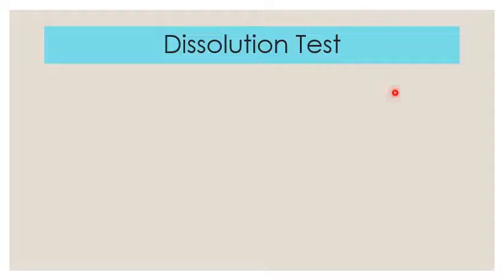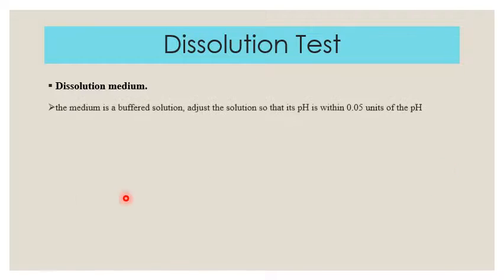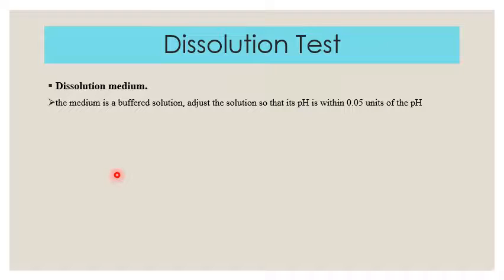Dissolution test. Dissolution medium. Use the dissolution medium specified in the individual monograph. If the medium is a buffered solution, adjust the solution so that its pH is within 0.05 units of the pH specified in the monograph, and the dissolution medium is deaerated prior to testing.